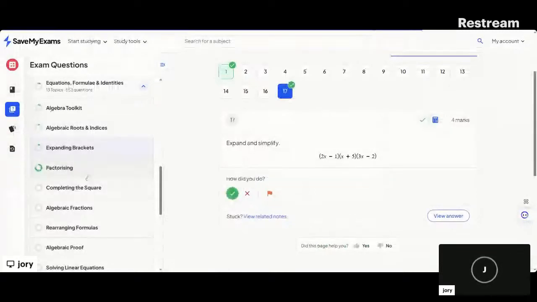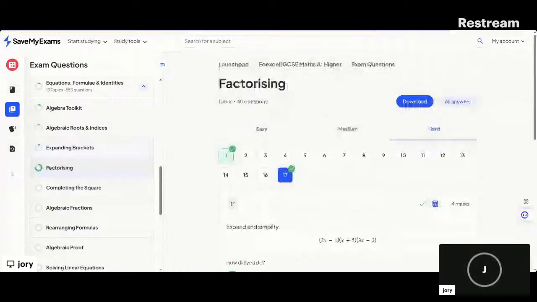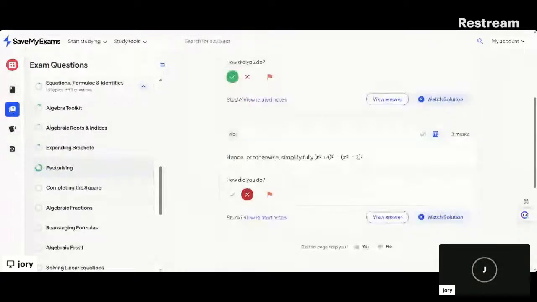Factorizing. I don't remember solving any of this. Okay, I have this one. What does hence or otherwise mean? Why did they put hence or otherwise? I think you have to expand first, so we're going to expand first.